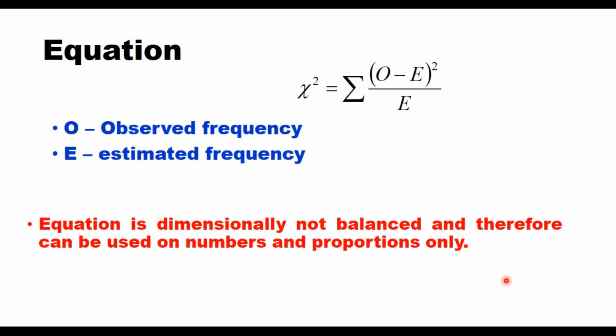The equation to calculate chi-square is given here: summation of (observed frequency minus expected frequency) whole square divided by E. You can see that this equation is not dimensionally balanced, and therefore it can only be used on numbers and proportions or frequencies only. Chi-square test is used as a test of significance when we have data that are expressed in frequency, or data that are in terms of percentages or proportions and can be reduced to frequencies. It cannot be used on data where you have a unit like millimeter or gram or kg, because this is not a dimensionally balanced equation. Let me explain how this chi-square test can be used in different situations.